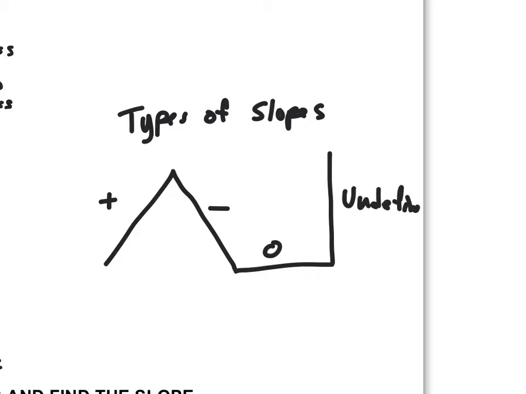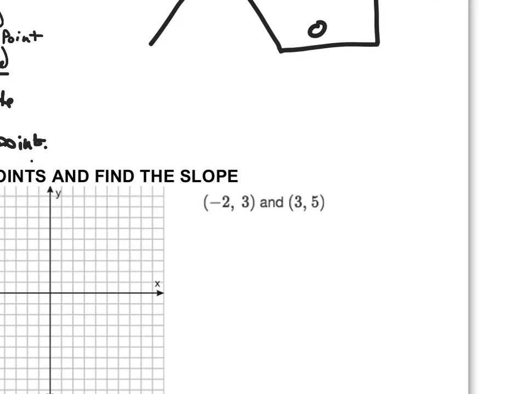Okay, all right, so because my line was going in this direction, that's going to give me a negative slope. If it's going in this direction, it's a positive slope. If it's a horizontal line, 0 slope. Vertical line, undefined slope. Okay, all right, so let's look at the next one.